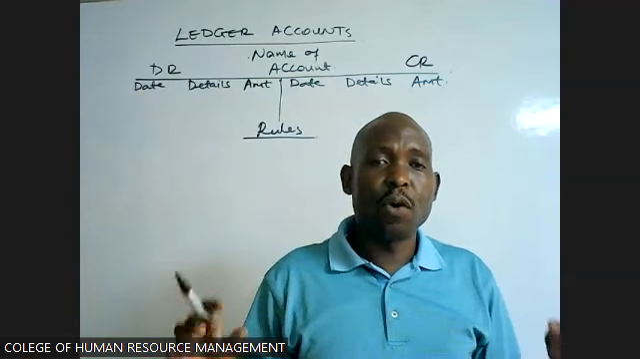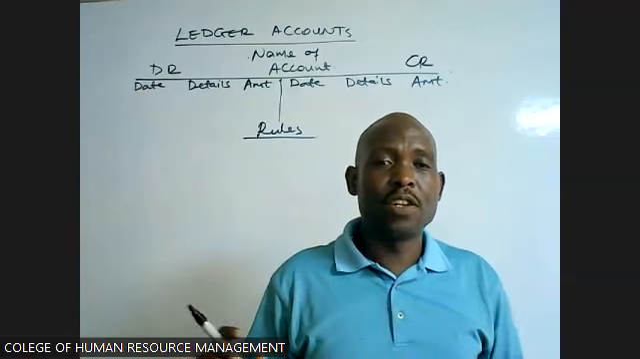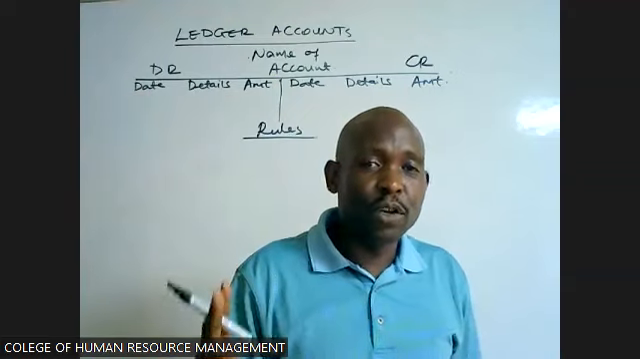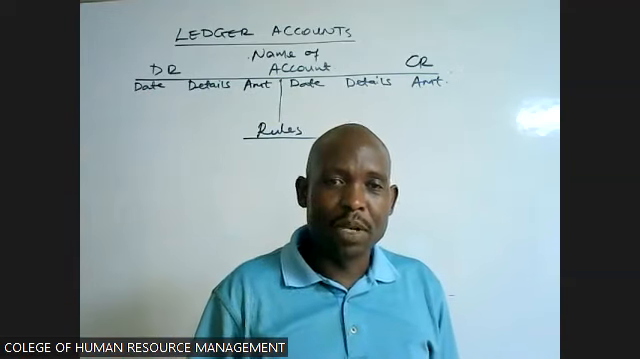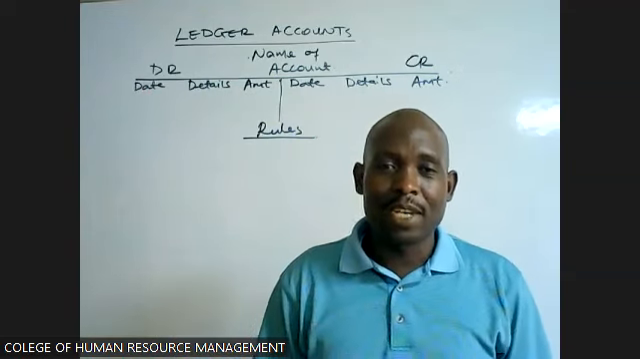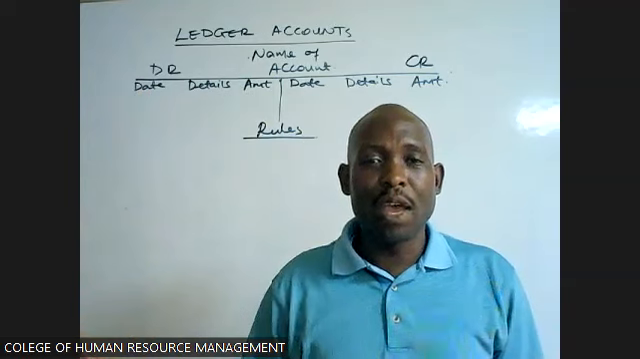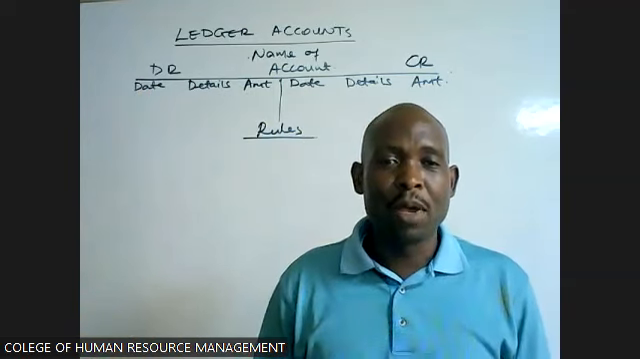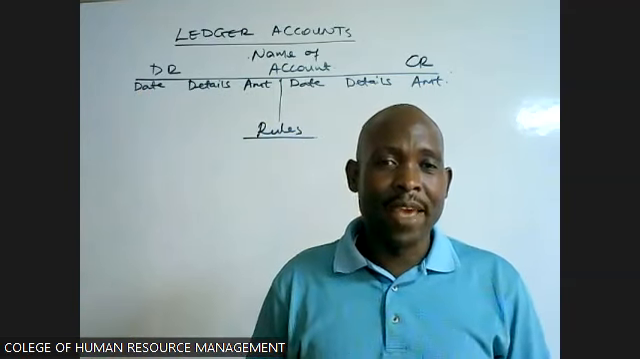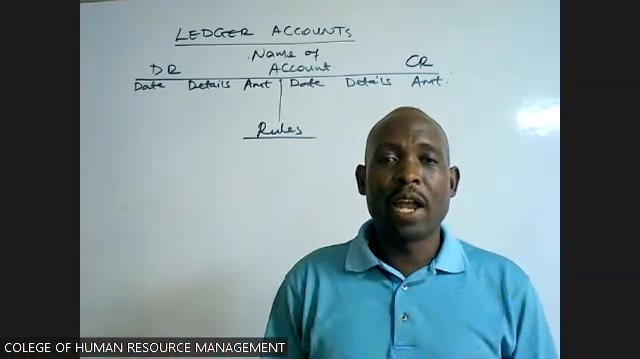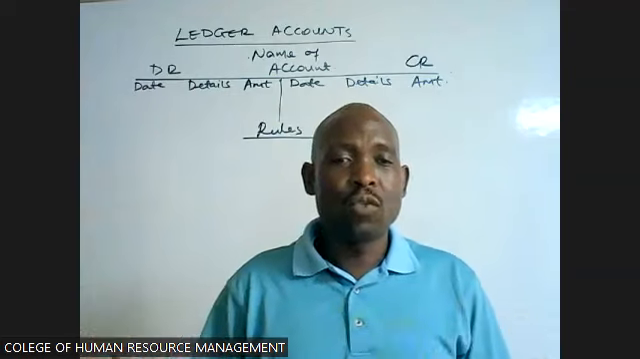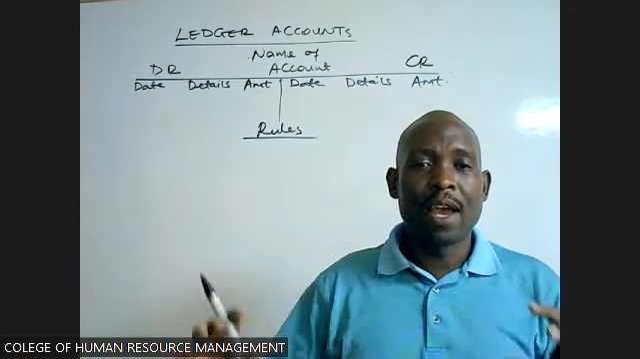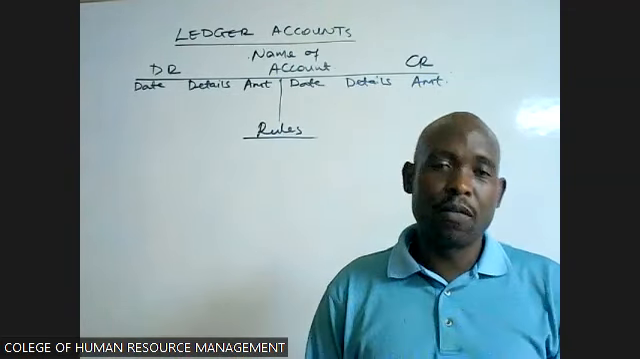Because the principle of the dual aspect, or the double entry concept, says that for every transaction, two accounts are affected. One of them must be debited, the other one must be credited. We cannot debit both of them, we cannot credit both of them. We debit one, we credit the other. Now, how will I know which is the one to be debited and which is the one to be credited? That will be possible if you understand these rules that I am just about to give you.